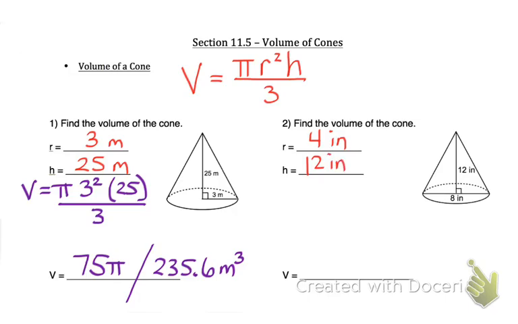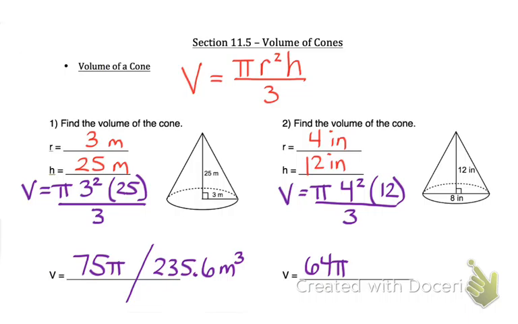Now I'm going to use my volume formula. Volume equals pi radius squared, which is 4 squared, times my height, which is 12, and then divide it by 3. So in my calculator, I'm going to do 4 squared times 12, hit enter, and then divide by 3. And I end up getting 64 pi.